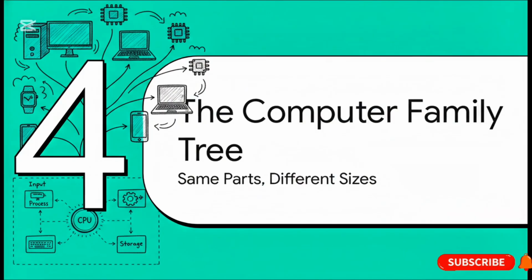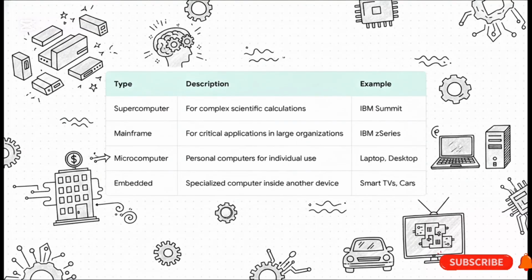Okay, so now we get it, right? We've got our four-step cycle, our four key components, and the CPU running the whole show. So let's zoom back out and see how this one simple recipe is used to build the entire family of computers. And this just shows you how flexible that basic idea is. That same fundamental blueprint powers everything, from massive supercomputers trying to solve the mysteries of the universe to the laptop you're using, all the way down to the tiny, specialized computers hidden away inside your car or your smart TV.